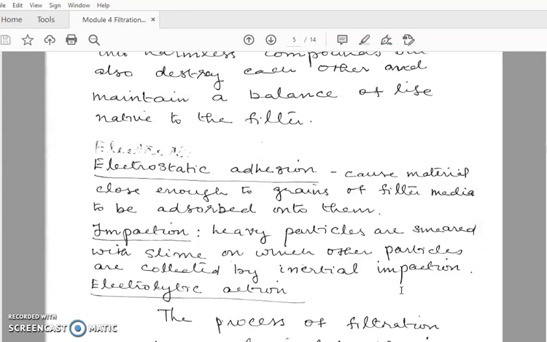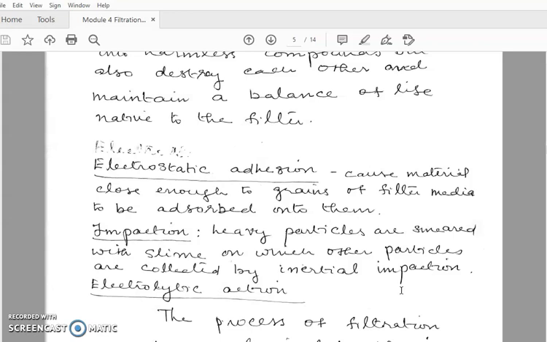The next one is impaction. Heavy particles are smeared with the slime, on which other particles are collected by inertial impaction. So smeared means, you know, it slides and flows downward.